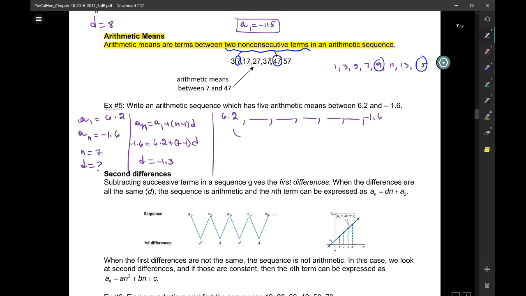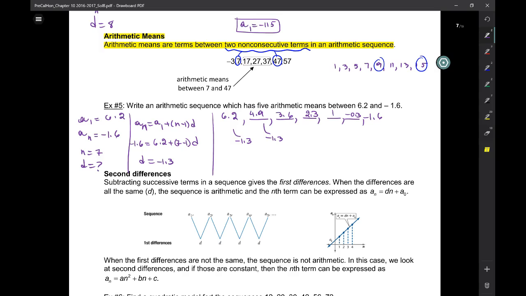So you're going to do negative 1.3, and you're going to get 4.9. Negative 1.3, and get 3.6. And then get 2.3, and then get 1. And then negative 0.3. And look, if you add negative 1.3 again, you get negative 1.6. Oh my gosh, how incredibly awesome. Yeah? Okay.